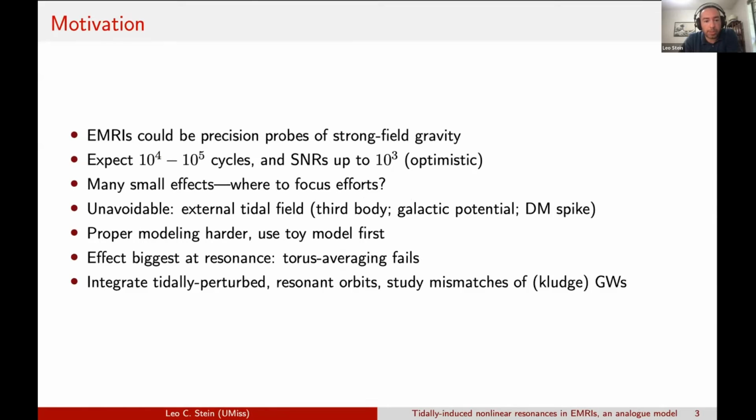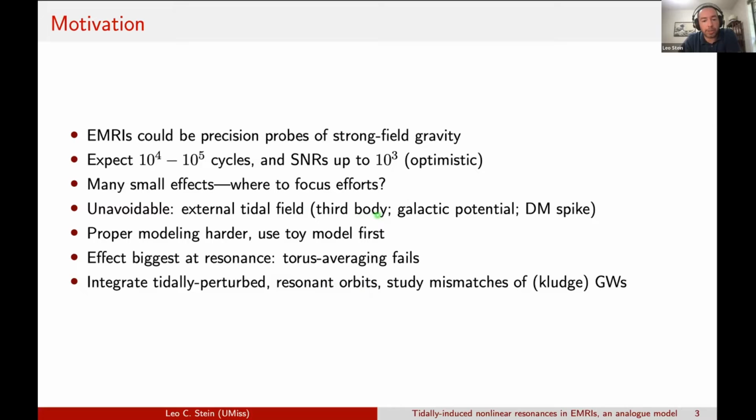So EMRIs are going to be precision probes of strong field gravity. Even though their gravitational waves might be very small, they're very far away, and the small body is not that massive, there's still going to be a very large number of cycles, 10 to the 4 to 10 to the 5 cycles, and signal to noise ratio might be up to 1,000 optimistically. And there are lots of small effects to take into consideration. Barry was already talking about some of them. Question is, where should we be focusing our efforts? So that's why we're doing this toy model problem instead of just diving into the hard problem.